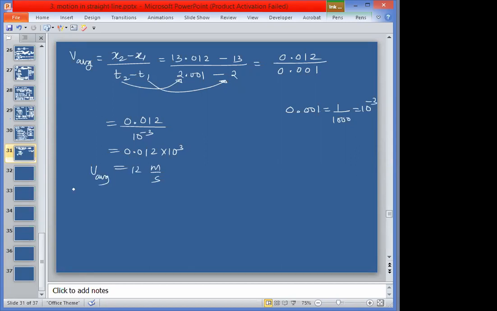That's the average velocity. Yes, reply in the chat box. Now the time interval is very small, 0.001. Time interval बघा की t2 minus t1 बघा की time interval is very small time interval. This will be very small time interval.